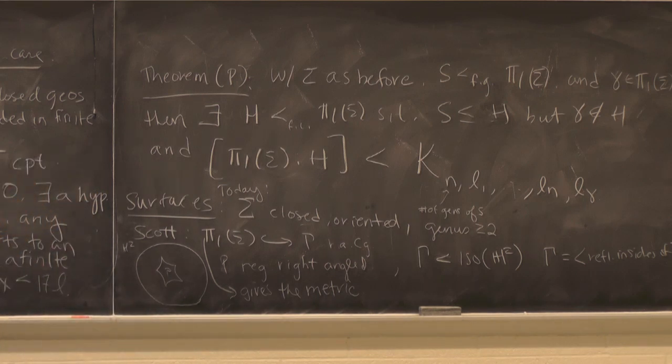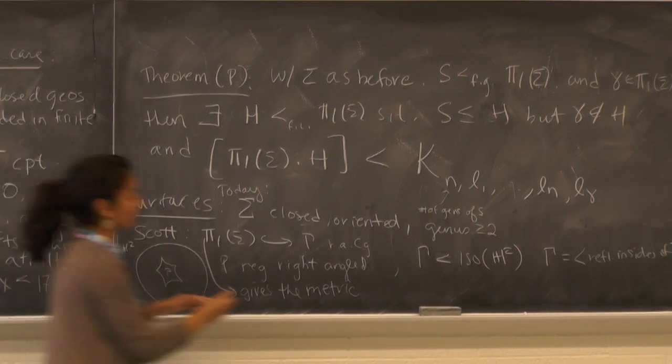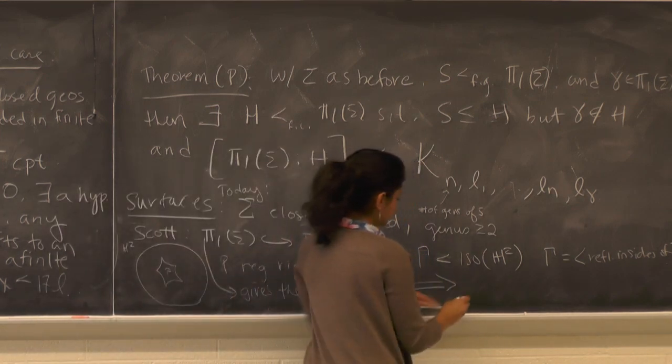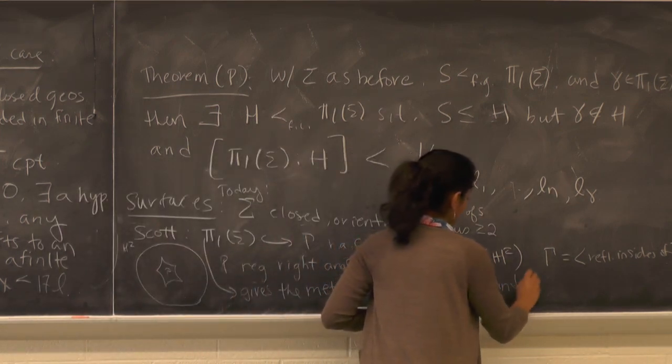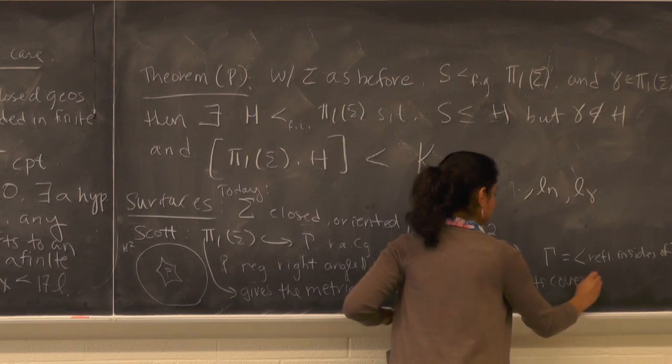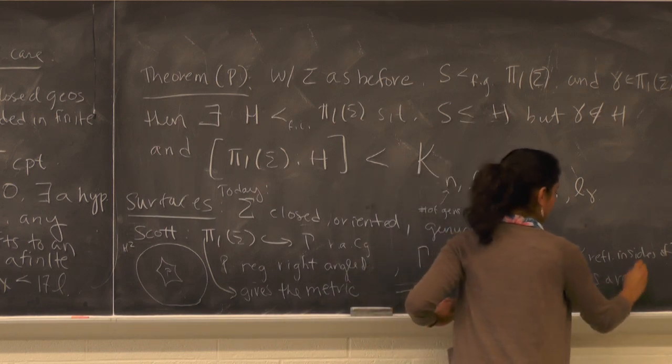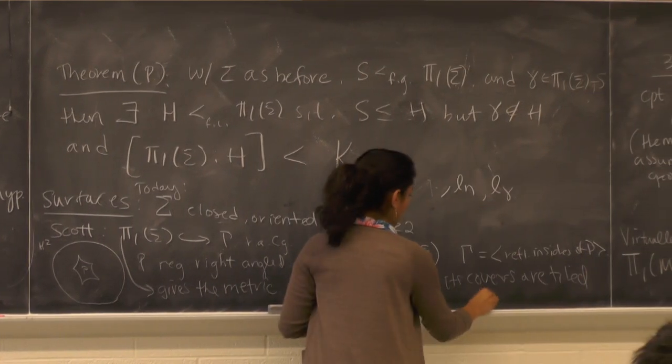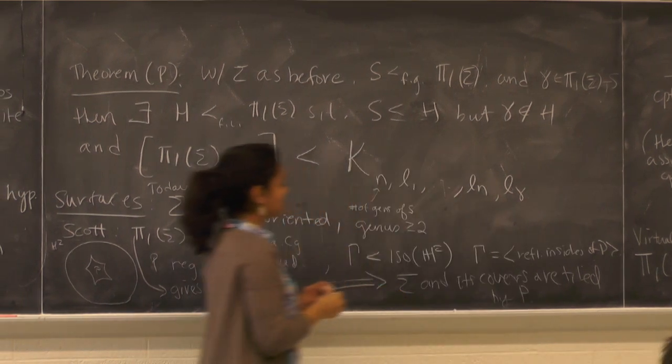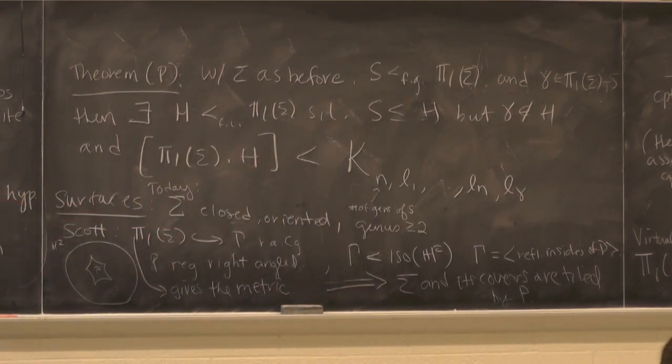What does that mean for us? What it basically means is that the surface is tiled by these pentagons as well, and every cover of it is also tiled. That's really what you should take away. So sigma and its covers are tiled by copies of P. And that right-angled tessellation on the surface is going to prove to be super important for these results.